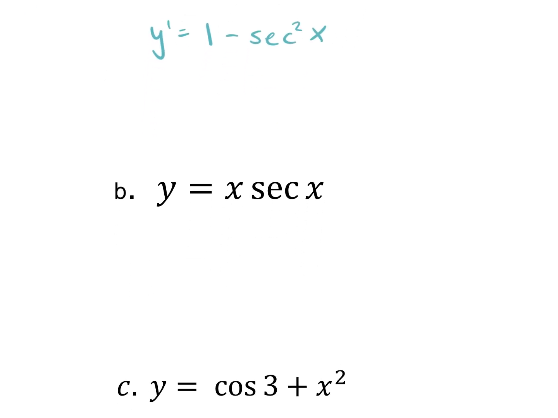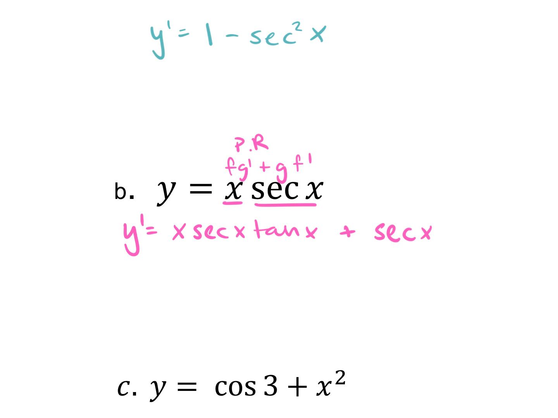What do we have to do for b? Product rule. We've got 2 things that we're multiplying, so we have to do the product rule. The first times the derivative of the second plus the second times the derivative of the first. So we have x. What's the derivative of secant of x? Secant x tangent x. Secant tangent. Plus the second, so secant x, times the derivative of the first. And what's the derivative of x? 1. So this would be our answer.